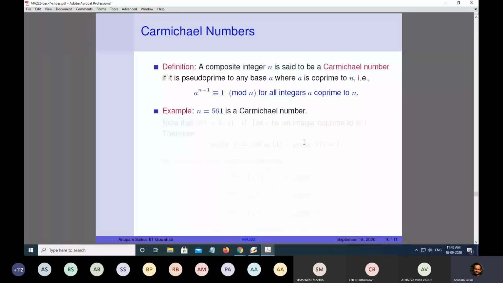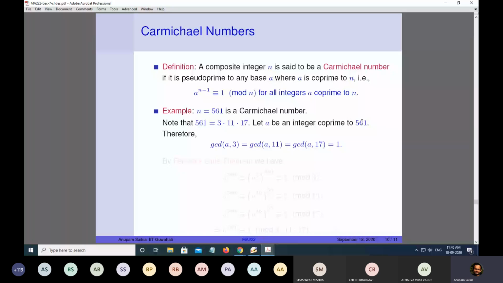For example, 561 is a Carmichael number. Why is it a Carmichael number? Let's see this first. First of all, it's a composite number. It's the product of 3 times 11 times 17. So what do I have to show? I have to show that a to the power 560 is congruent to 1 mod 561 for any a coprime to 561.